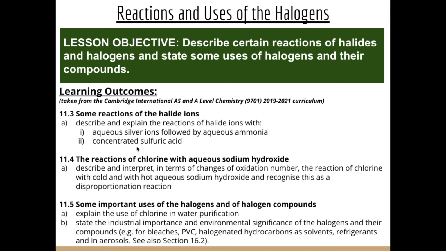Hello there, welcome as we finish off our unit looking at the group 17 elements, the halogens. This lesson we're going to look at reactions and uses of the halogens, where our objective is to describe certain reactions of the halides and halogens and state some uses of halogens and their compounds. Learning outcomes are addressed just below there.